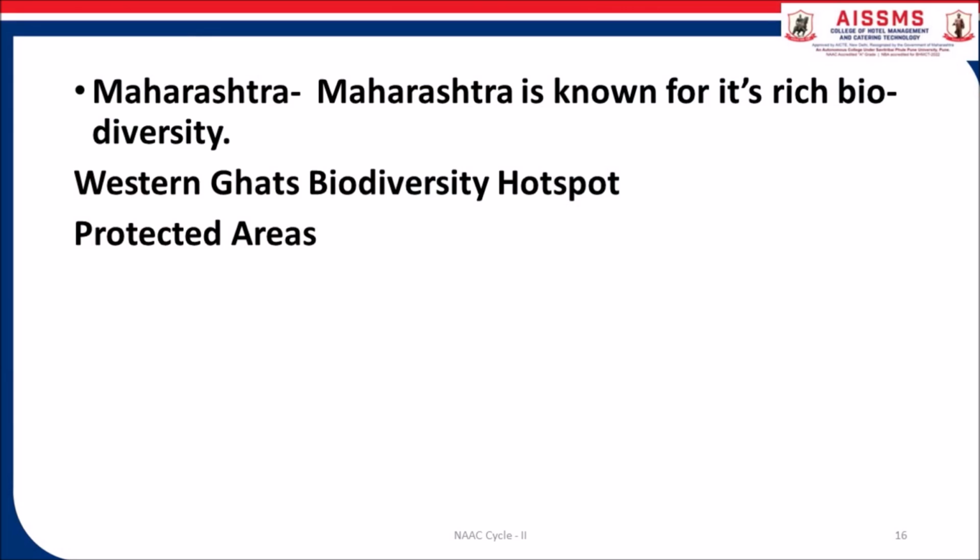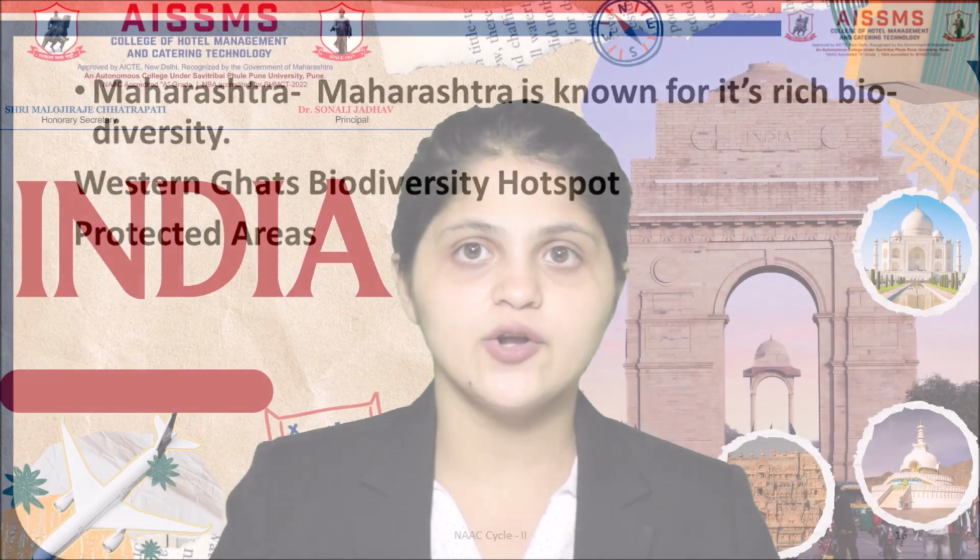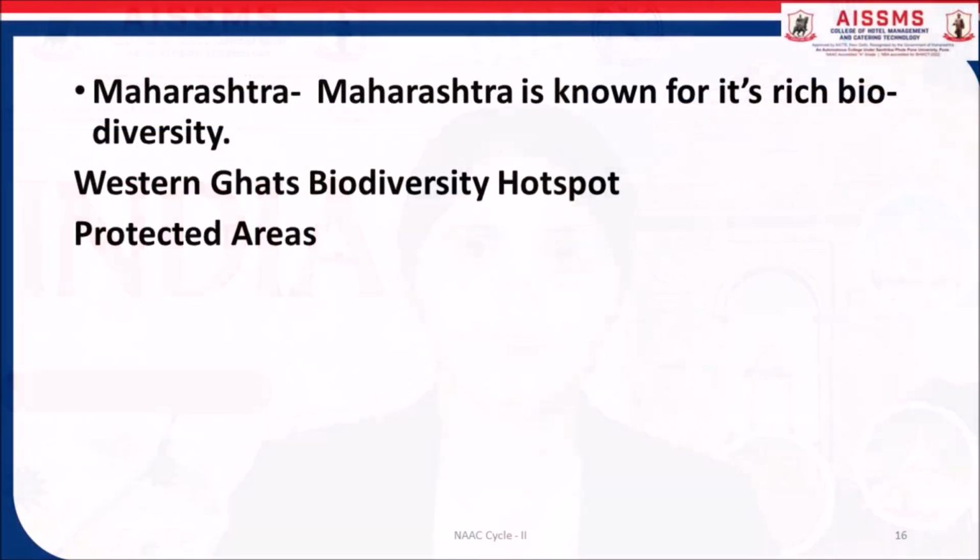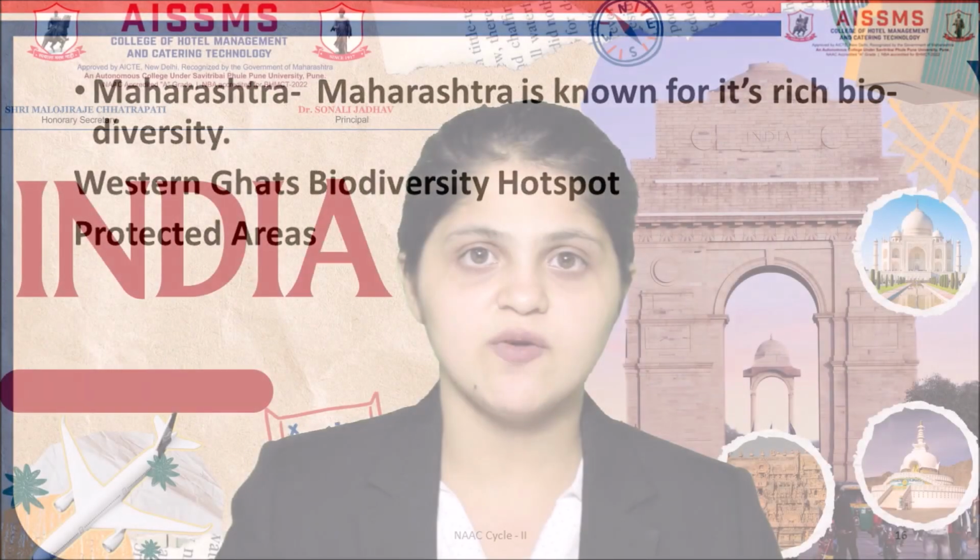Western Ghats Biodiversity Hotspot. Maharashtra is home to a significant portion of the Western Ghats, a global biodiversity hotspot known for its high level of species diversity and endemism. The Western Ghats are recognized for their rich flora and fauna, including many endemic species of plants, amphibians, reptiles, birds, and mammals. Protected areas. Maharashtra has several protected areas aimed at conserving its biodiversity. These include national parks, wildlife sanctuaries, and conservation reserves. Some prominent protected areas in Maharashtra include Tadoba Andhari Tiger Reserve.